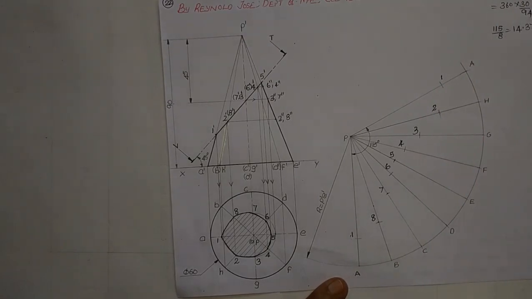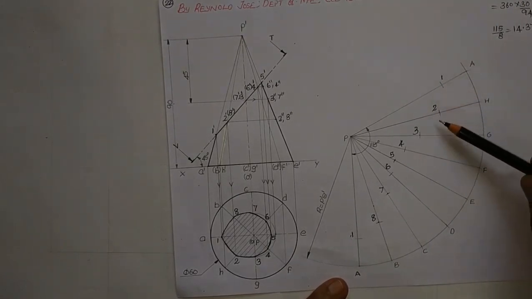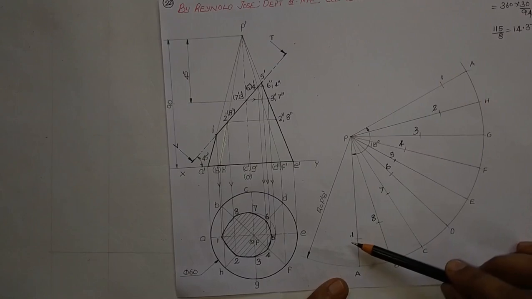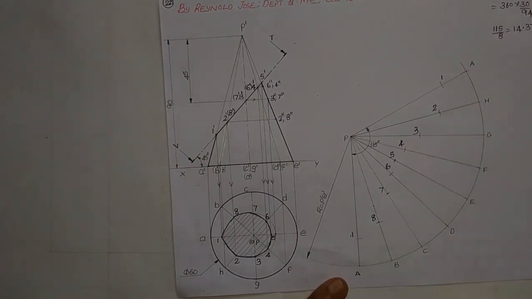Now the next procedure is you have to join 1, 2, 3, 4, 5, 6, 7, 8 and 8, 1 using freehand sketching. You are not supposed to do it using a scale because we are having a curved surface here. So initially we shall draw a rough sketch using thin lines, and after that we shall draw thick lines over the thin lines.